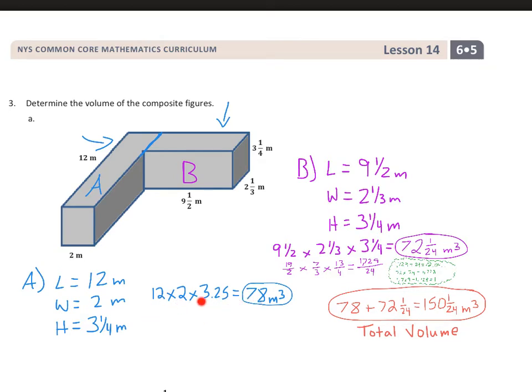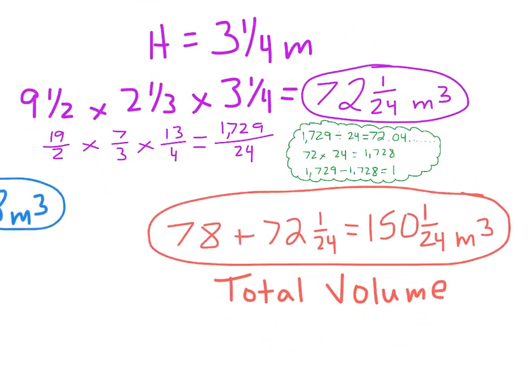You could obviously do it as I did this one over here because it involved thirds. So for B, length was 9 1/2, width was 2 1/3, height was 3 1/4, just like A. And since I had thirds, I know that doesn't work out in decimals very well because remember thirds are 0.333333 forever. And that could give me an inaccuracy in my decimal form. So I did it in fractional form, and then I just want to take you through my thought process in how I solved it from that point.